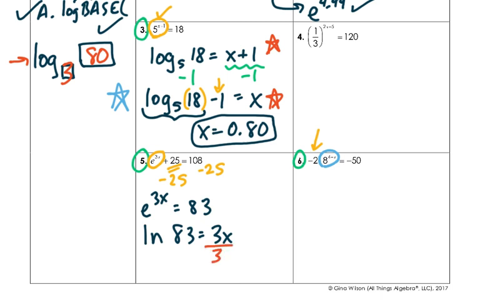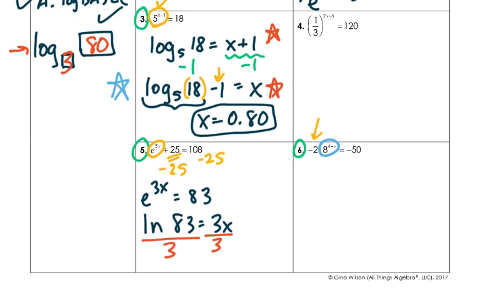Let's get the x by itself by dividing both sides by 3. But like we said before, this 83 is inside, this 3 on the bottom is outside. So we can't reduce that. Don't be tempted. Just leave it alone. And let's just type it in.